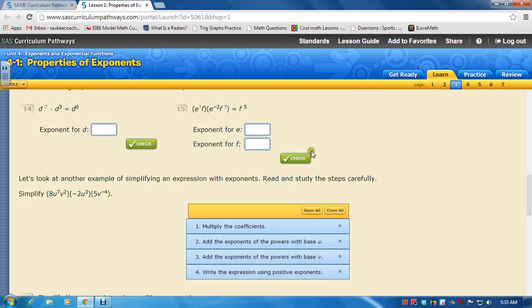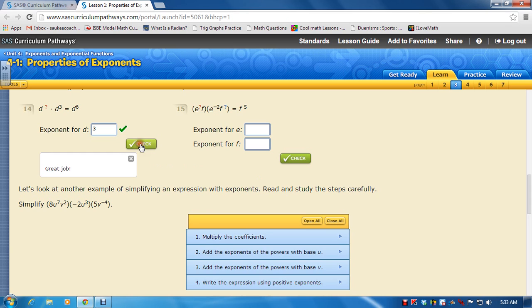We'll look real quick at these. In order for my answer to be d to the 6th power here, what do I have to add to 3? Well, that would mean the exponent right here would also have to be 3, because then I would get 6.